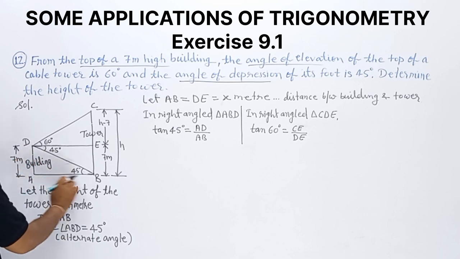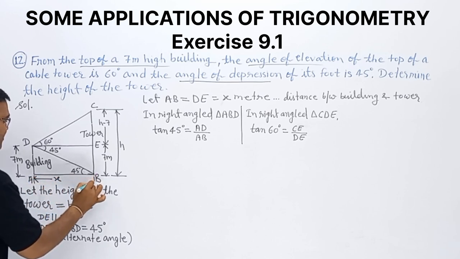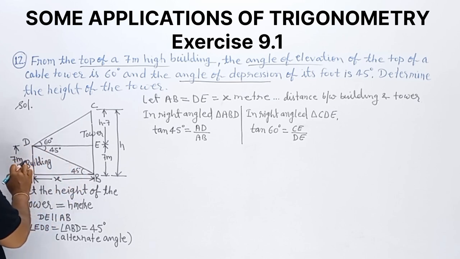We assume the distance between the building and the tower is x meters. For this right triangle, the opposite side of the acute angle will be the perpendicular and its adjacent side will be the base. So we will use tangent theta.